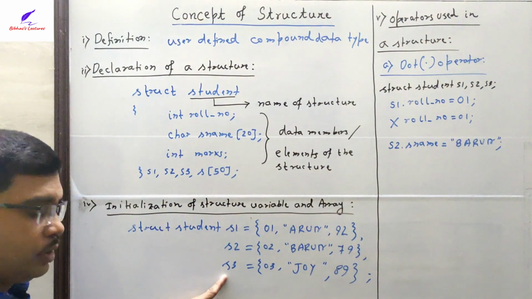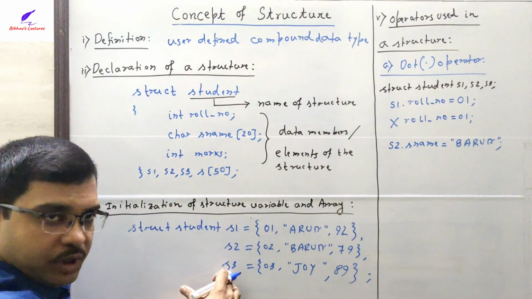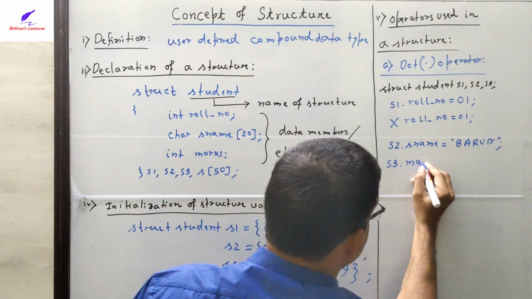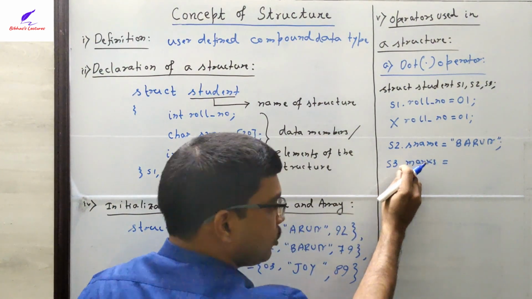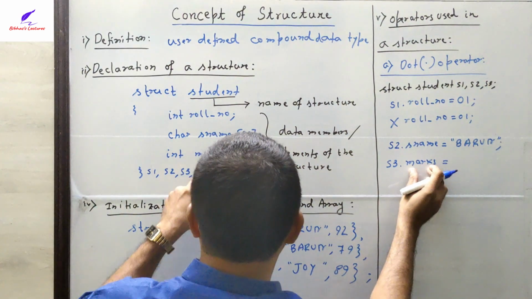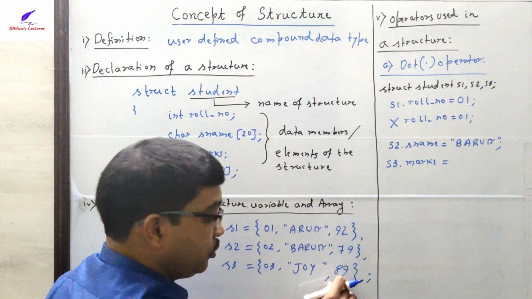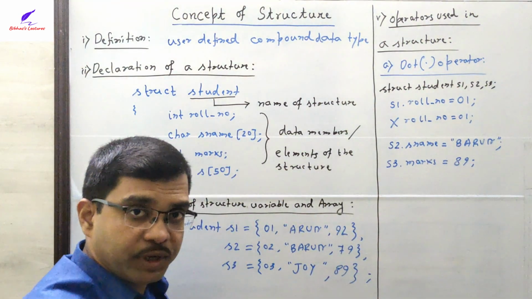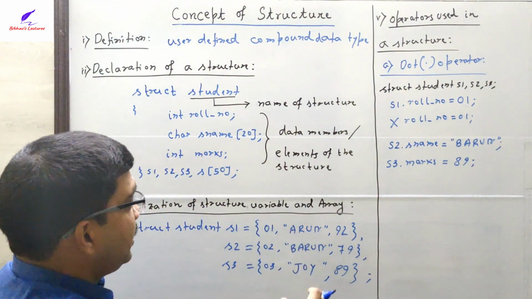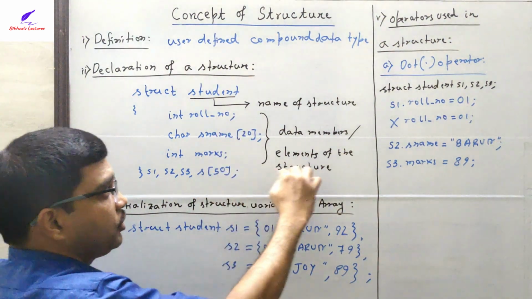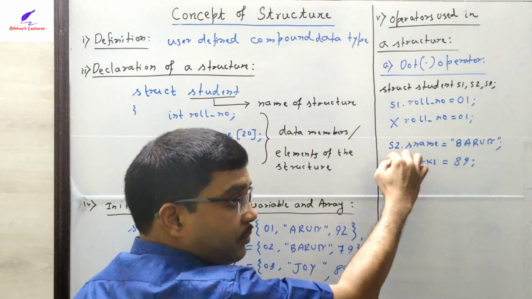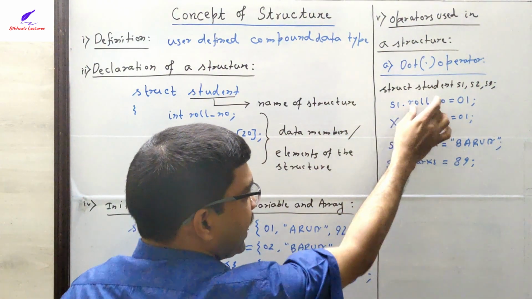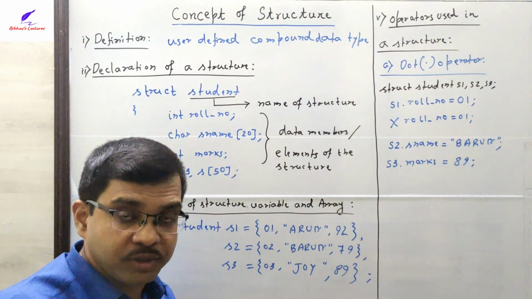Similarly, if you want to store the marks of S3 student, the structure variable is S3 and you want to access marks. So you have to write the structure variable, dot operator, then the structure member, that is marks here, and what value you want to assign? 89. This is the dot operator through which you can access the structure members along with the respective structure variable. So the syntax is structure variable, dot operator, and the member or element of the structure that you want to access.